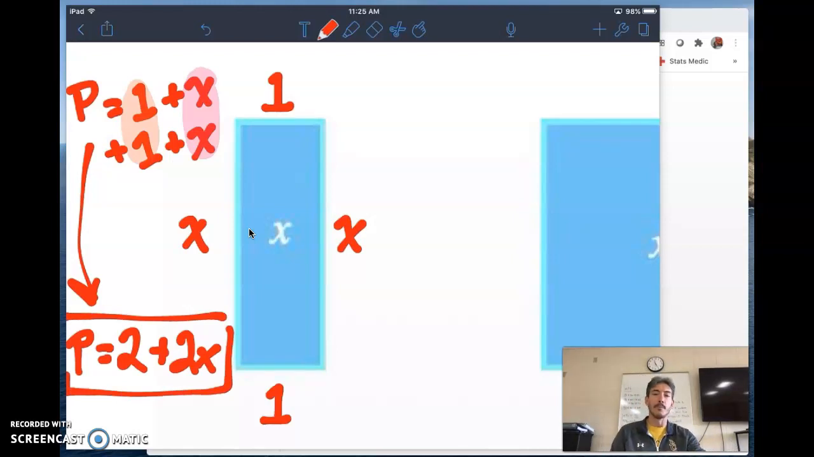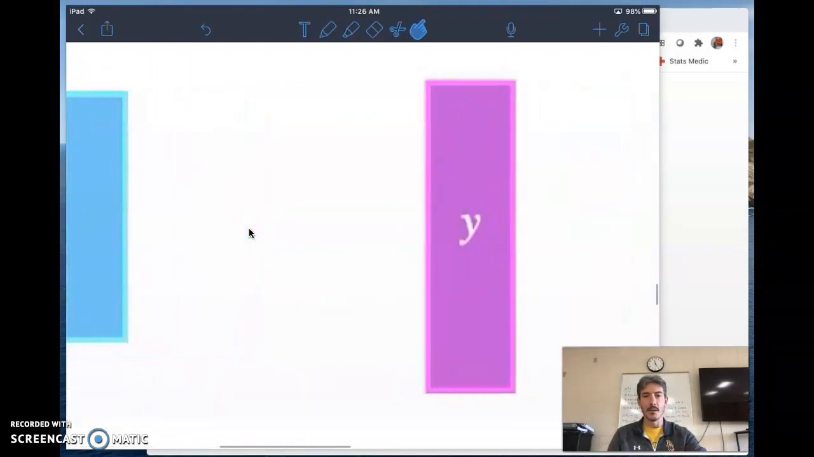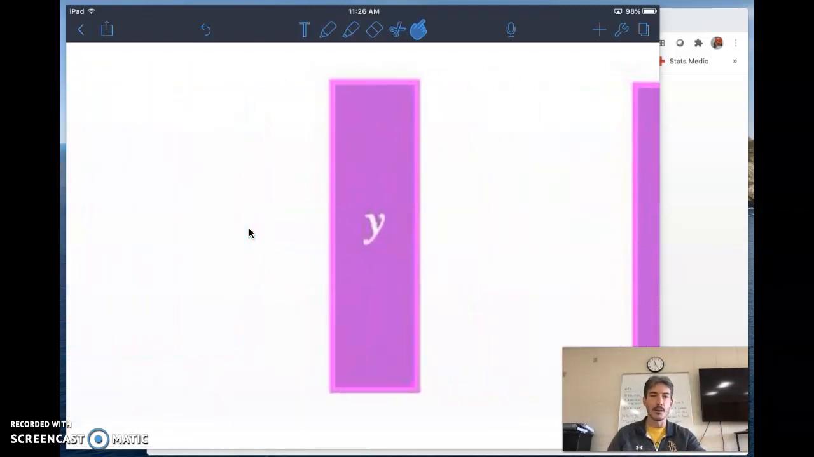Now here's what I'm going to do. I'm going to pause the video, but before I do, I'm going to ask you to find the perimeter of another shape. Let's slide this way a little bit. Let's find the perimeter of this shape right here. Pause the video, try it, and then when you're ready, unpause the video, check your answer.